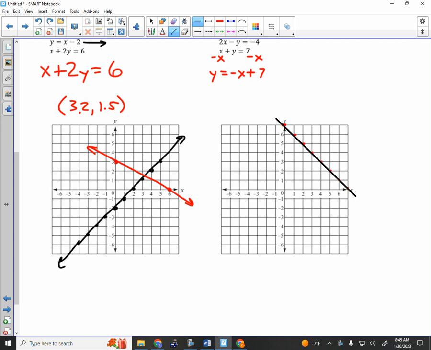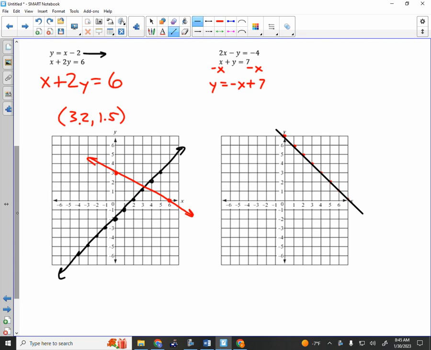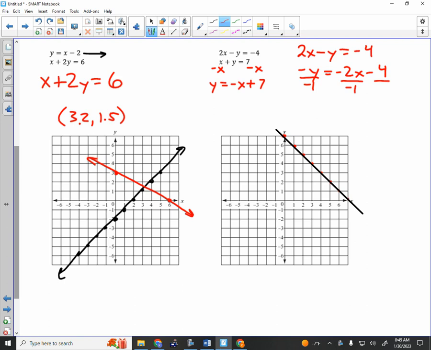I'm going to try to get real fancy here. Then for the other one, I have 2x minus y is equal to negative 4. I'm going to subtract the 2x. Negative y is equal to negative 2x minus 4. I have to get rid of that negative, so I divide by negative 1. I get y is equal to 2x plus 4.